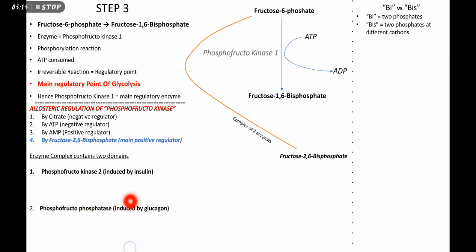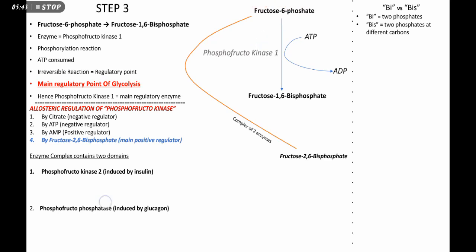fructose bisphosphatase. Well, kinase means transfer of phosphate from one group to another. This kinase domain of the enzyme causes conversion of fructose 6-phosphate to fructose 2,6-bisphosphate. But the second enzyme, the phosphatase, converts this fructose 2,6-bisphosphate back to fructose 6-phosphate.